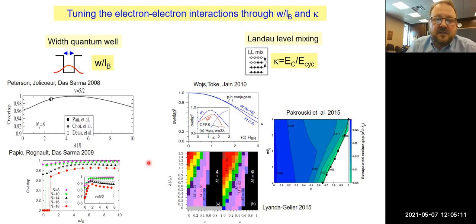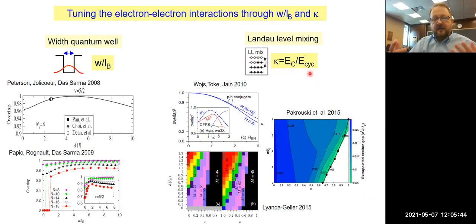There are some studies that look at both of these parameters, the mixing parameter and the width parameter. This particular plot, for example, plots the excitation gap, but there's a similar plot for the overlap of the exact wave function and the numerically obtained wave function. So the bottom line is that now we have two parameters that can tune the fractional Coulomb state at 5/2.